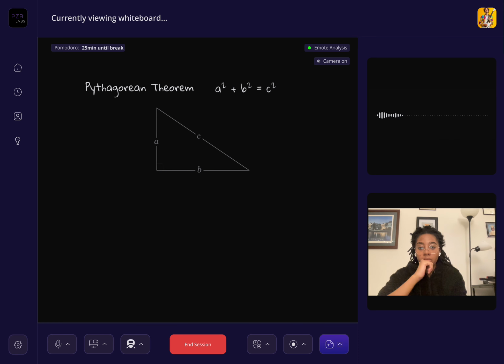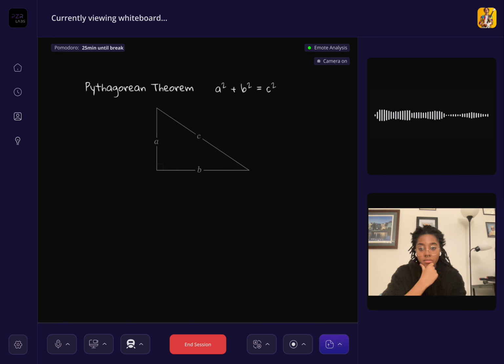Let's label this triangle. The two shorter sides are called A and B. These form the right angle. The longest side is called C, or the hypotenuse. Our goal is to figure out the length of one side if we know the other two. Make sense so far? Yeah, that makes sense. Great. Let's try it with numbers.